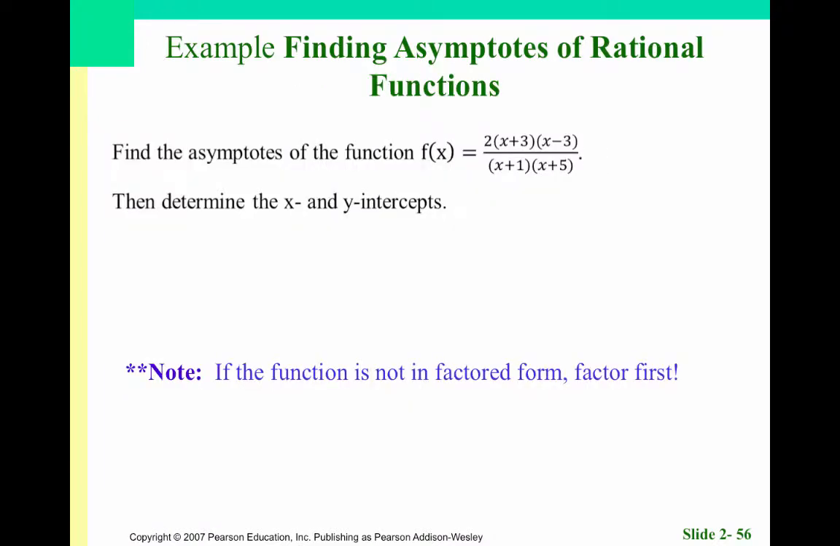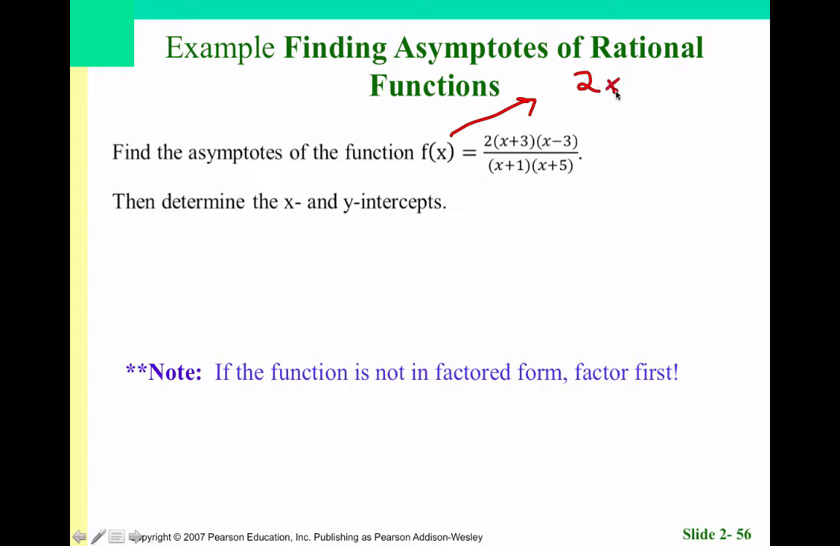So there's going to be 4 things you're going to look for on these problems, and we're going to have to do everything that we can to solve for the 4 things. It says find the asymptotes of the function and then determine the x and y intercepts. The problems in your homework, of course, are going to be not in factored form. For example, this problem, if we multiply this whole thing together, it would look like what?